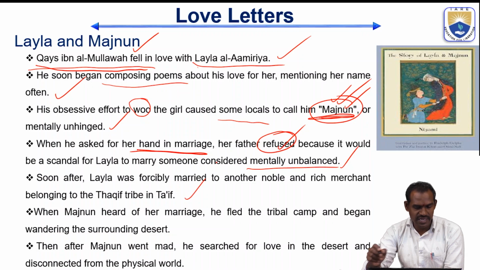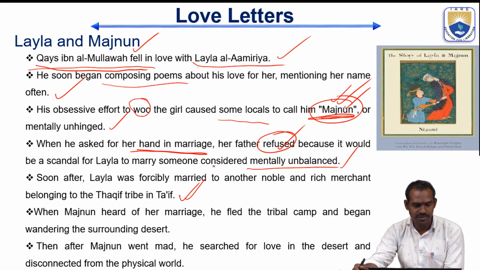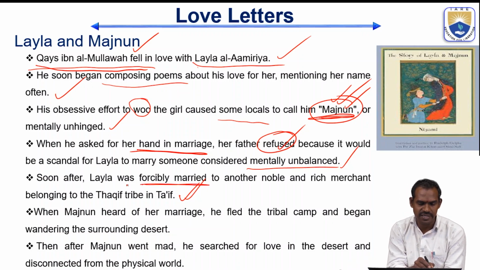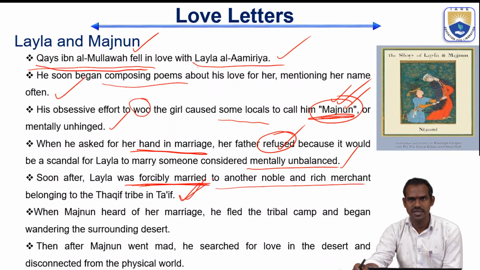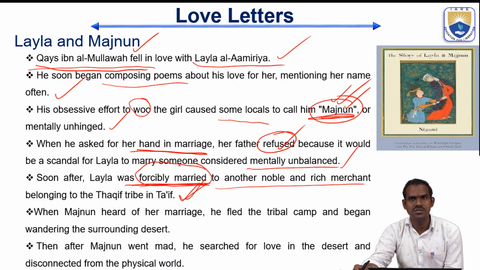Soon after, Laila was forcibly married to another noble and rich merchant belonging to the Thaqif tribe in Taif. She was forcibly married, not willingly. Please take a note that their love is eternal. They have too much commitment in their love. That is why their love story came into the history. And now also people haven't forgotten. People will never forget. It will be forever.